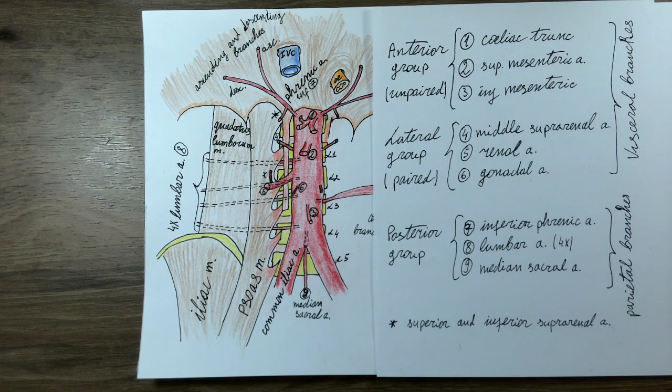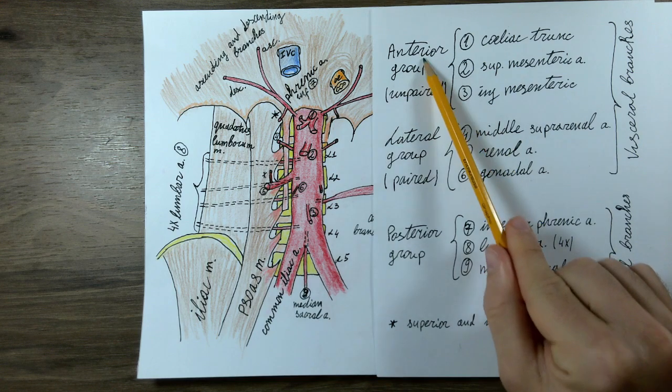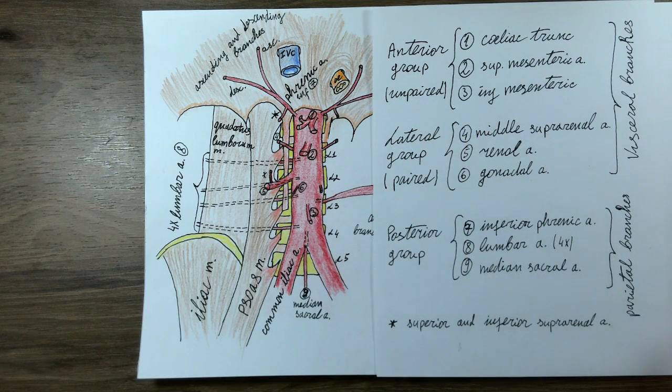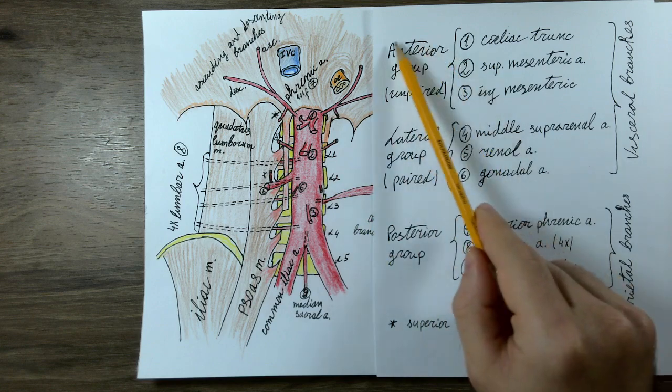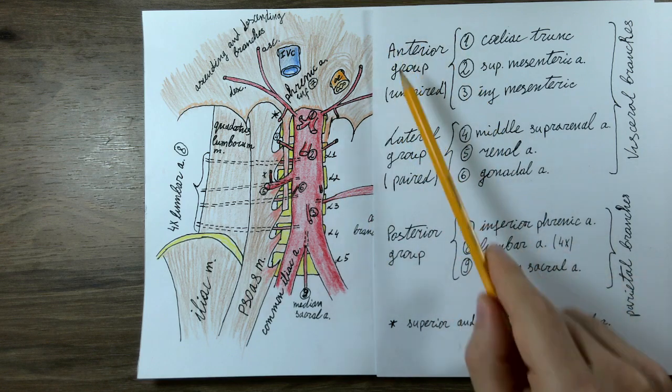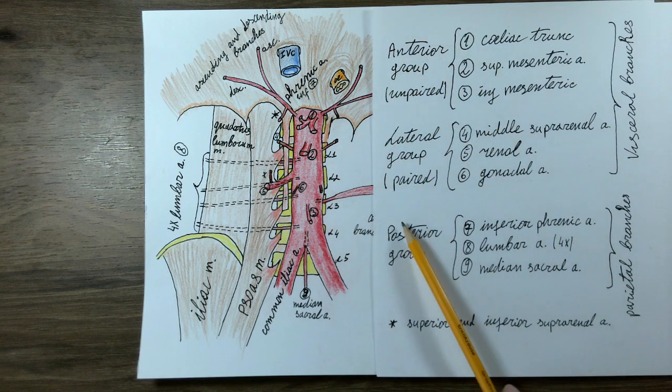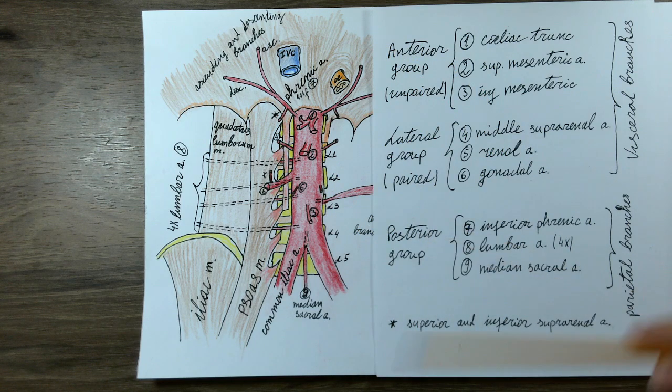Now, a second quality that you can group them by is where they are going to branch from. You have three groups. One of them is called the anterior group, you have a lateral group, and you have a posterior group. And these are the regions along the circumference of the aorta that these arteries would arise from.